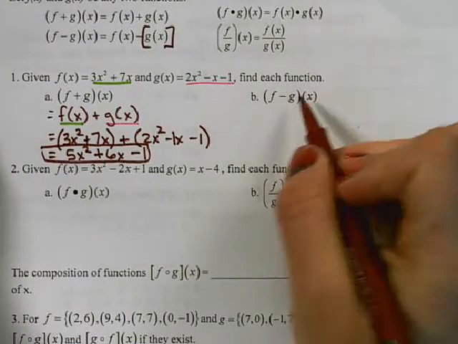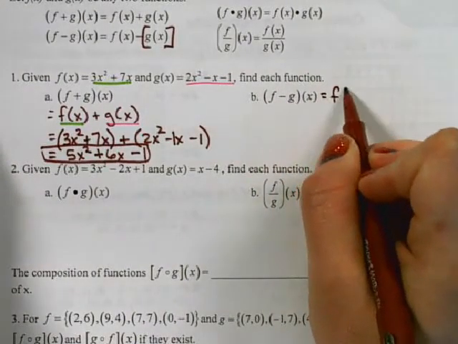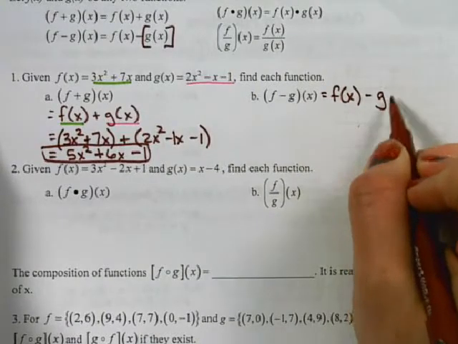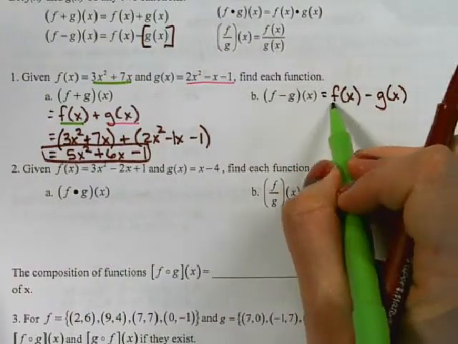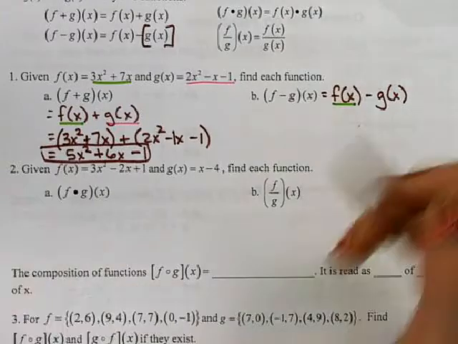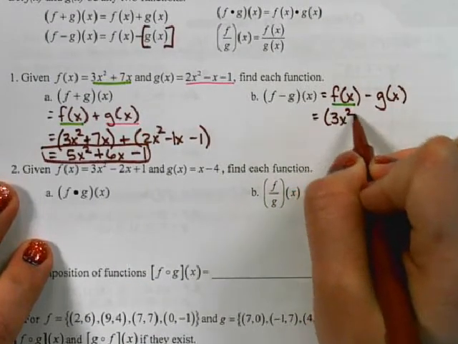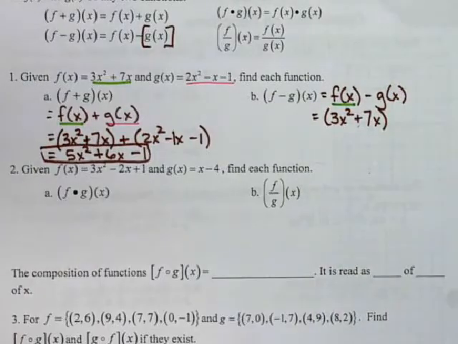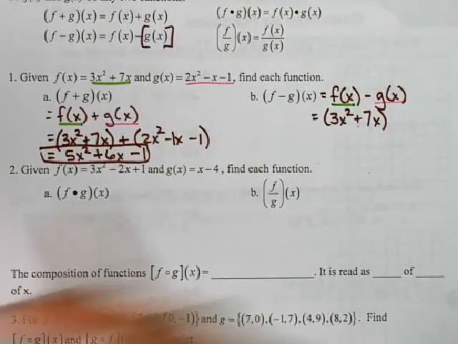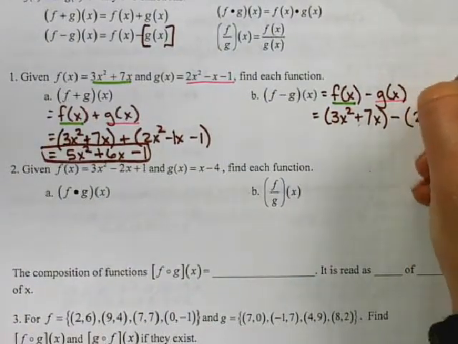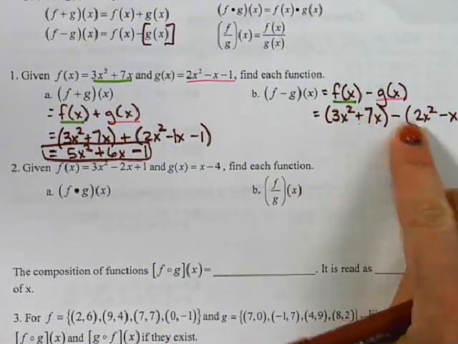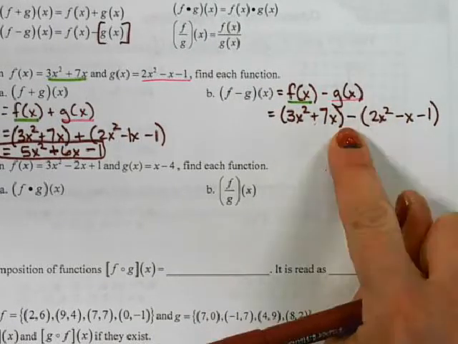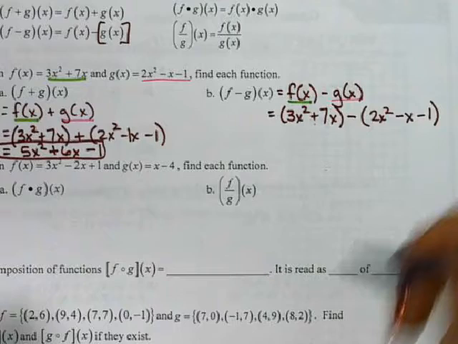Okay, so like I said, be careful with the minus sign because this really means f of x minus g of x, my whole g function. So again, I'm going to replace f of x with what it equals, 3x squared plus 7x. And I'm going to replace my whole g function with what it equals, minus 2x squared minus x minus 1. Now, remember, you're subtracting the 2x squared, you're subtracting a negative x, and you're subtracting a negative 1. So distribute your negative.